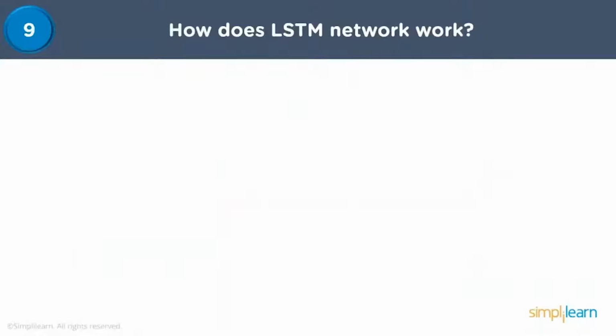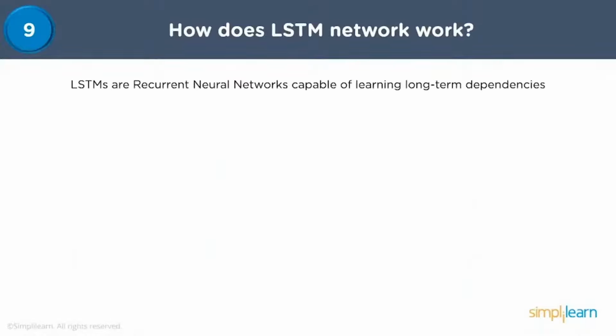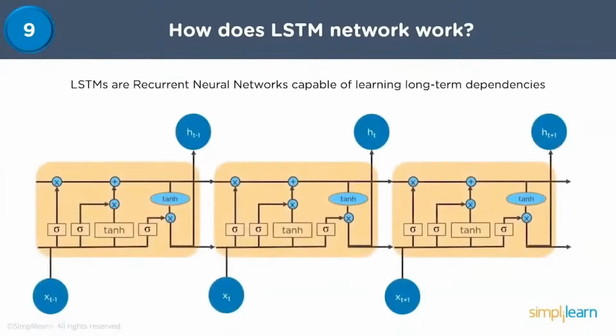Moving ahead, the ninth question in our list is, how does LSTM network work? Long short-term memory networks are a type of recurrent neural network that are capable of learning order dependence in sequence prediction problems. Remembering information for long periods of time is practically their default behavior. LSTMs also have this chain-like structure, but the repeating module has a different structure. Instead of having a single neural network layer, there are 4 interacting in a very special way.